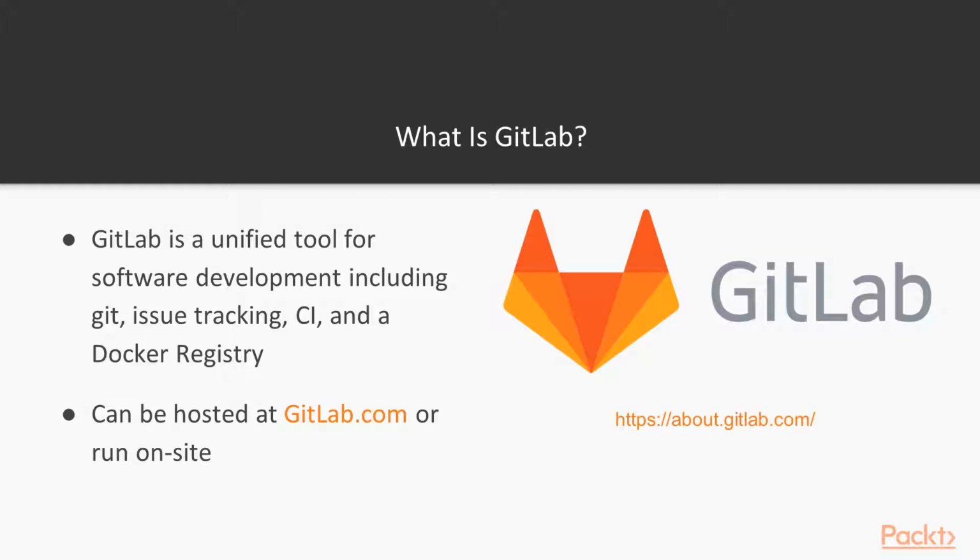GitLab is a wonderful tool for CI and deployment of Docker images and services. It combines Git with issue tracking, a Docker registry, and continuous integration to provide a unified experience. GitLab CI is available for free as part of the offering at GitLab.com. You can also pay for an enterprise license for additional features. GitLab is available as a hosted solution, but it can also be installed locally.